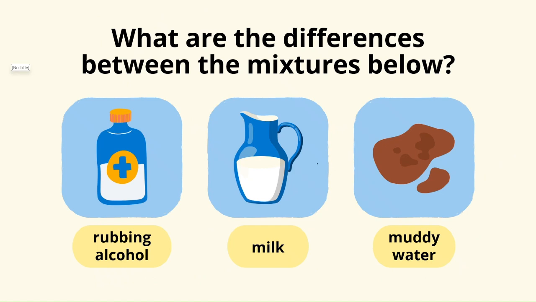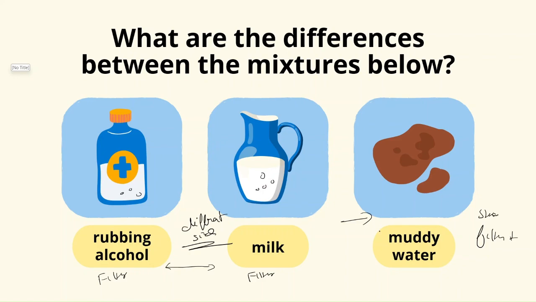What are the differences between the mixtures below? This is my alcohol, milk and muddy water. Alcohol is something which we cannot filter, right? Even milk we cannot filter, but milk and rubbing alcohol have different constituent particles, with different sizes, which we are going to learn. And muddy water obviously we can filter, not totally, but the stones can be filtered.